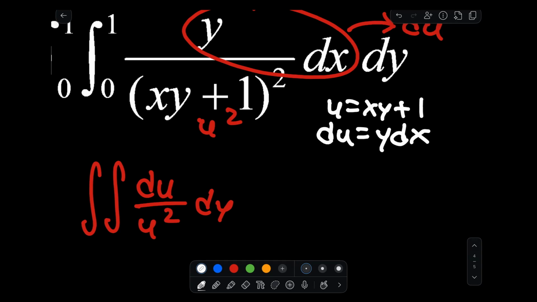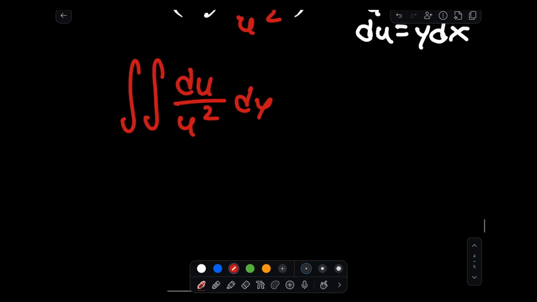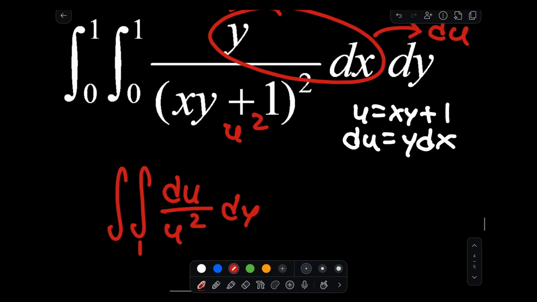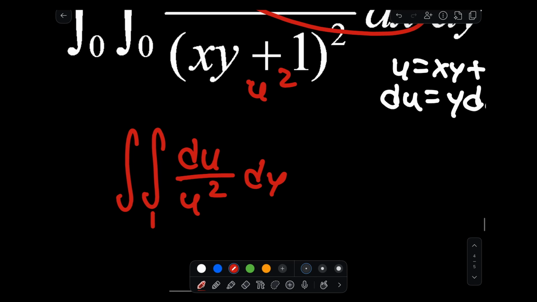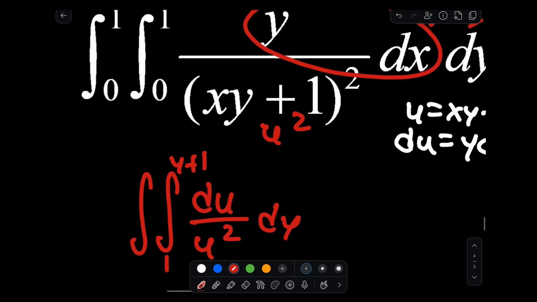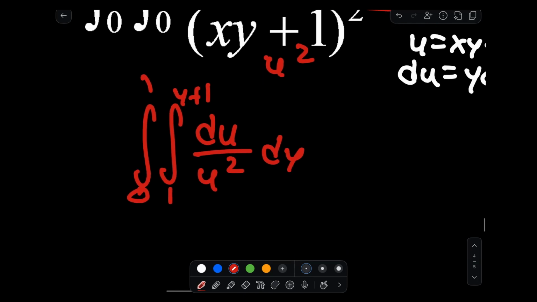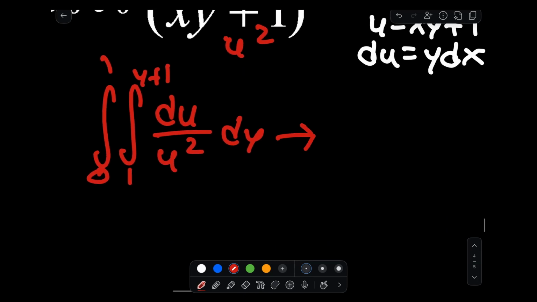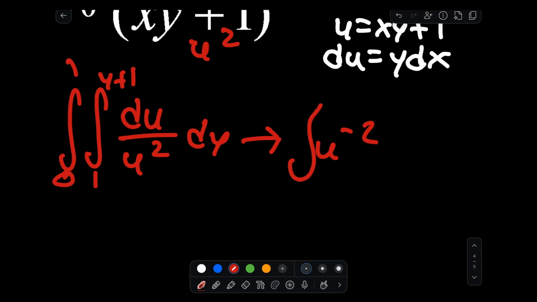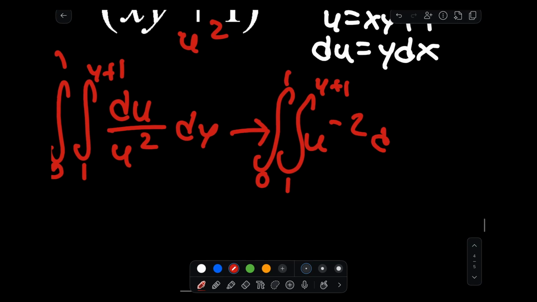So if we put 0 in here, we would get x being 0, 0 times y, 0 plus 1 is 1. And then for 1, we get x equals 1, 1 times y is y plus 1. And then we get 0 to 1 still over here. Perfect. Now we can rewrite this to integrate it. We get u to the negative 2, 1 y plus 1, 0 to 1 du dy.